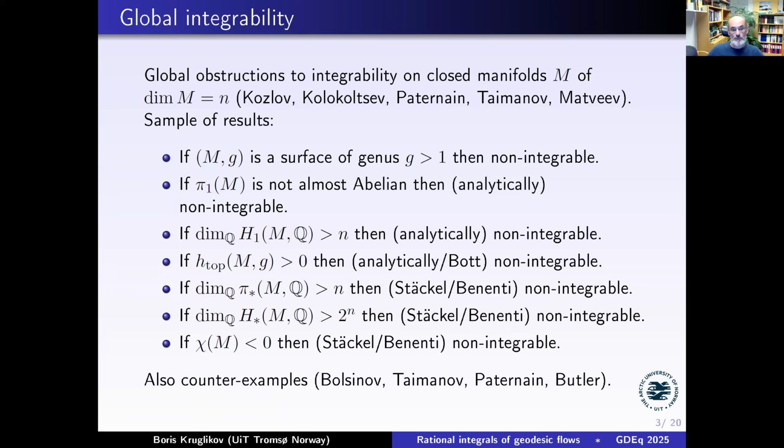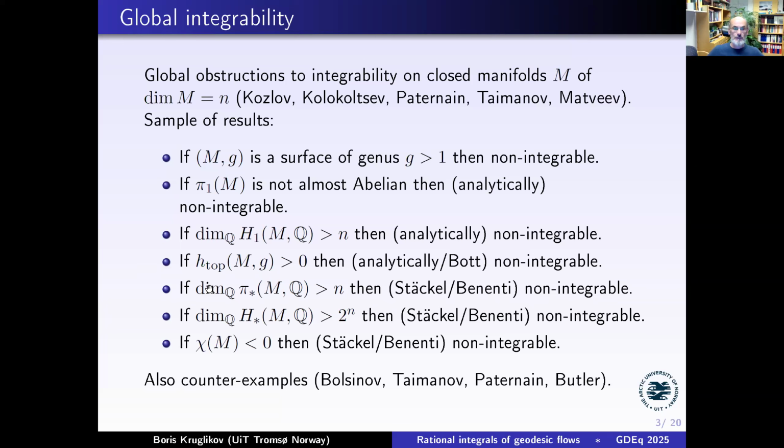Then there were several works by Paternain, and in particular he showed that if the topological entropy of the Hamiltonian system is positive, then it is not analytically Bott integrable. This was first proved in dimension 2, and then with some other conditions in higher dimensions. Here the metric actually plays a role, because that is the dynamical system on the manifold of unit tangent vectors, the spherical bundle of the original manifold M.